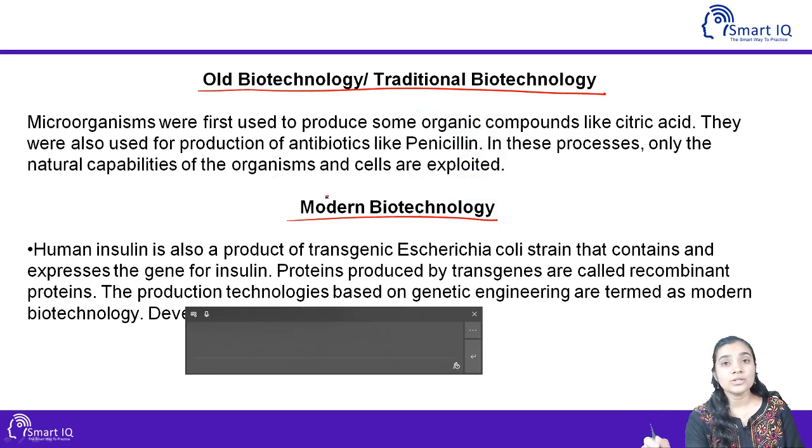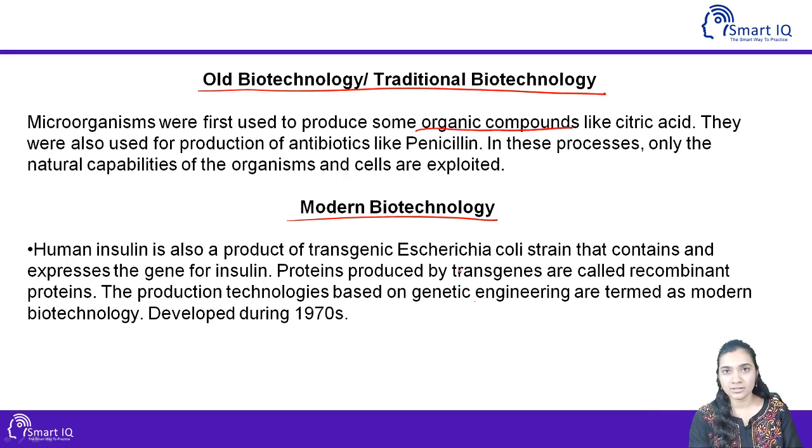Microorganisms were first used to produce organic compounds. They were simple organic compounds that the microorganisms were known to be producing. Citric acid was one among them. So there was a large scale breeding of microorganisms in order to produce some compounds like citric acid and sometimes even formic acid, etc. They were also used for production of antibiotics like penicillin.